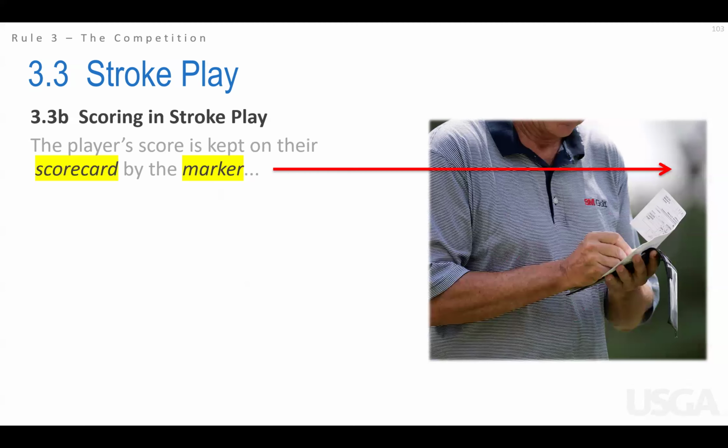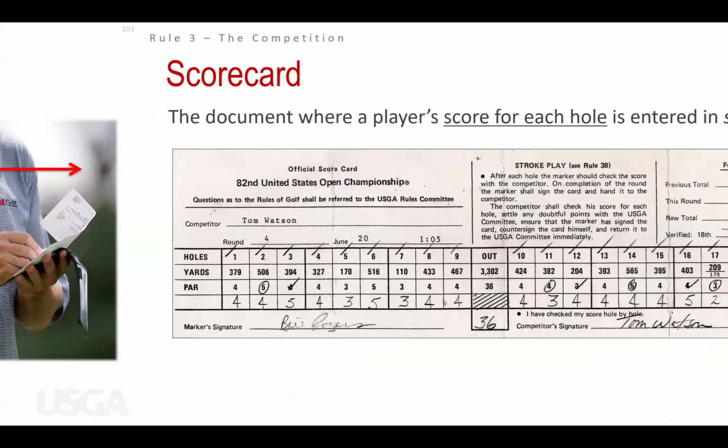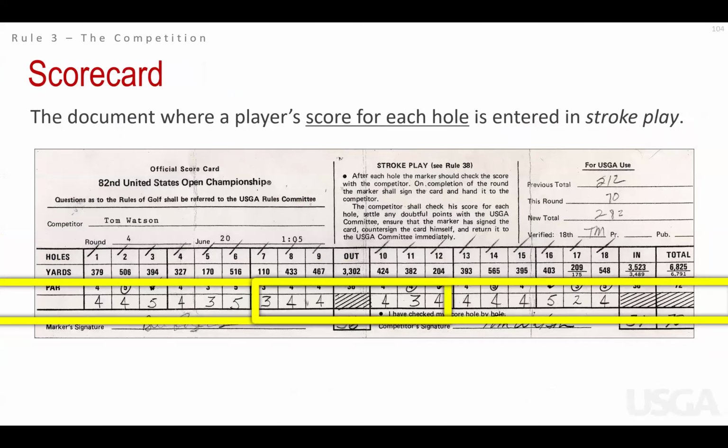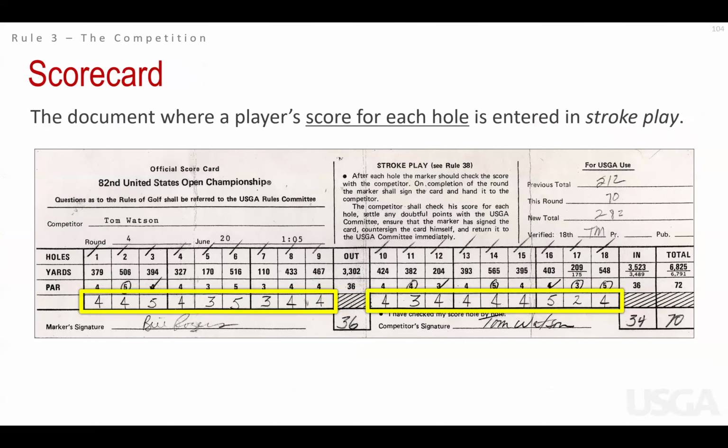So scoring in stroke play, we have a scorecard and a marker. Scores are kept on that scorecard by the marker. Example of a scorecard here. We have 18 boxes for 18 scores. I'll write all of our scores in there. That's going to give us our score at the end.